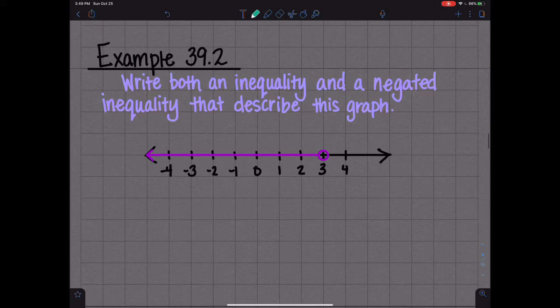The next one is example 39.2. This is on page 157. And it says, write both an inequality and a negated inequality that describe this graph. All right, so the first thing that we're going to do is write the inequality because that's the easiest. That is just, what does this graph describe?